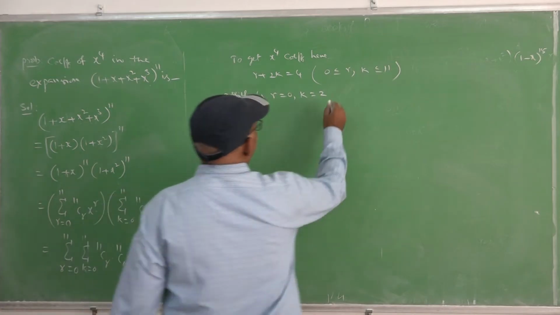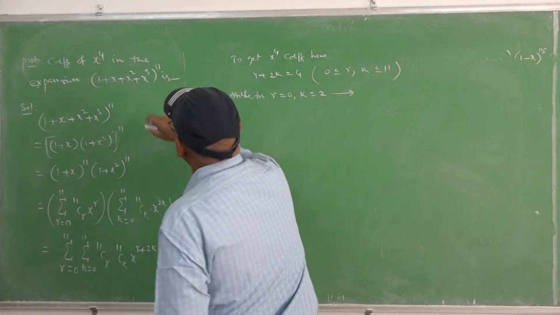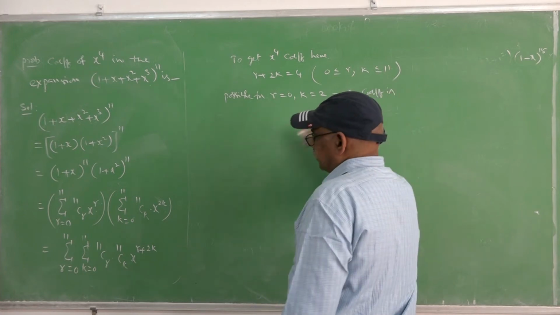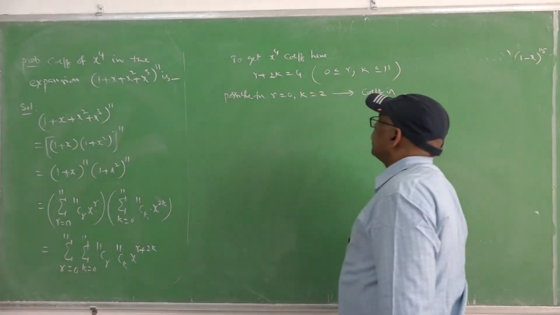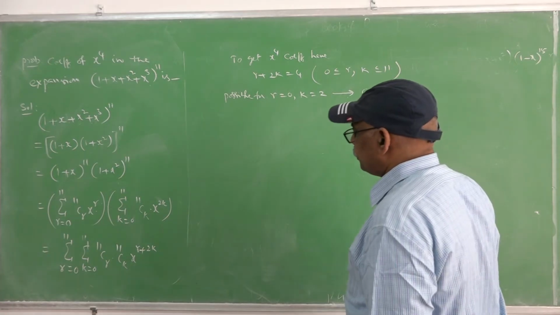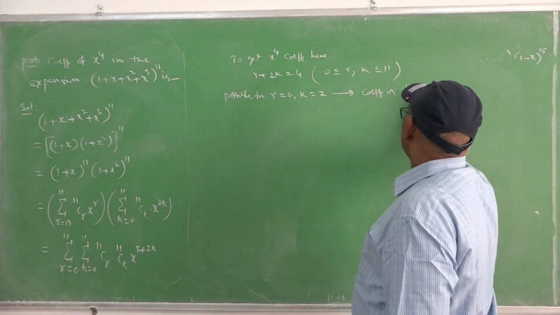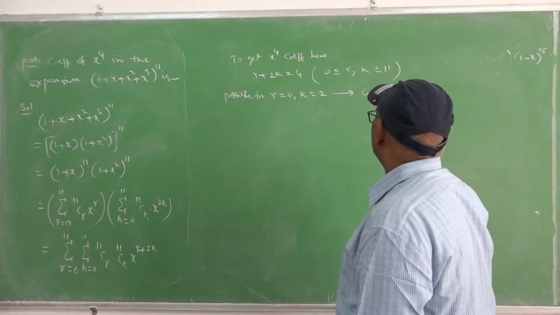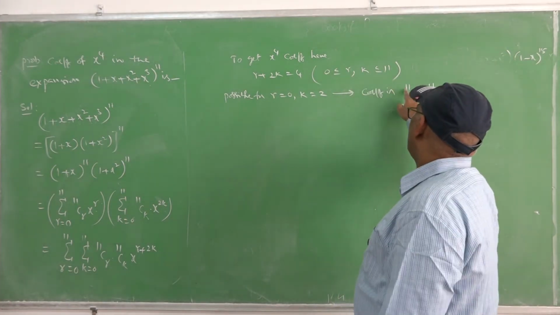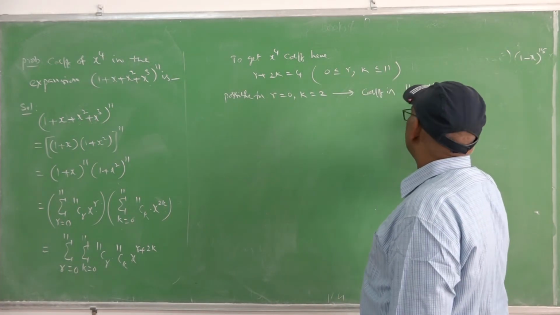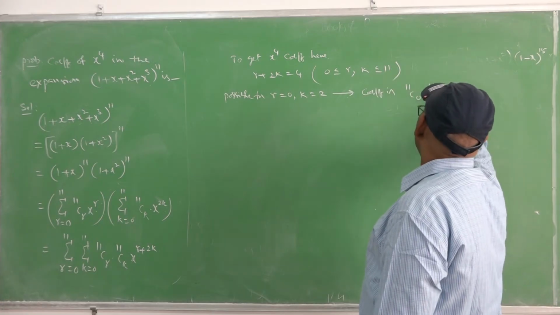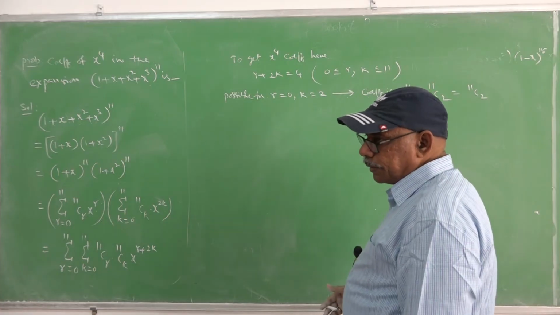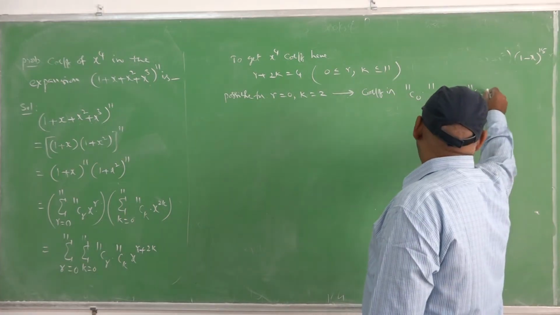In this case, the coefficient, taking r equal to 0 and k equal to 2, is 11C0 and 11C2. Coefficient in this case is 11C0 times 11C2. 11C0 is 1, and 11C2 is 11 into 10 by 2, which is 55. This is 55.